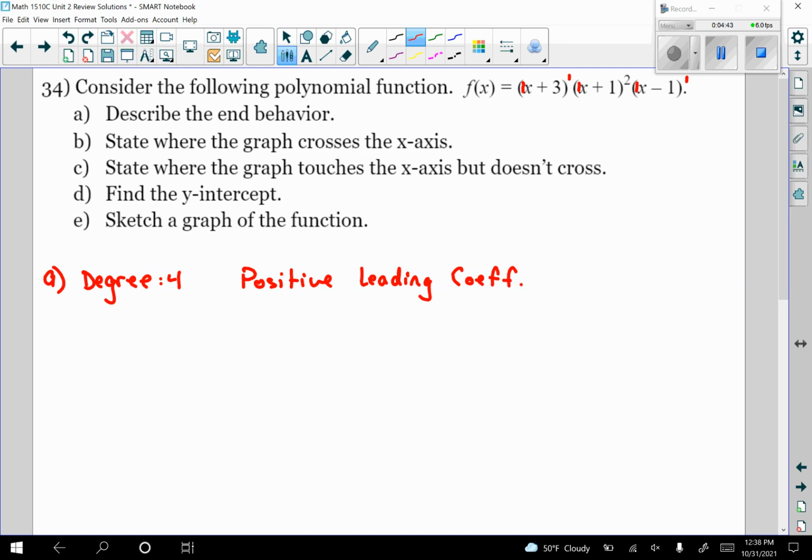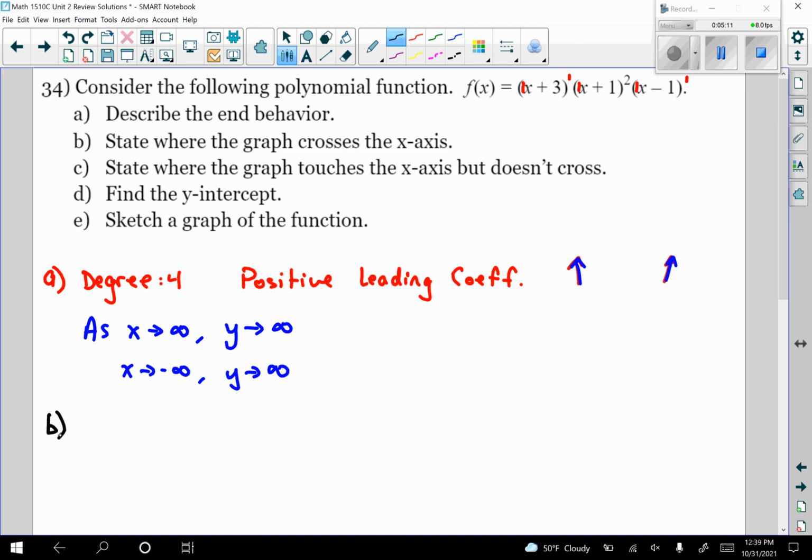So that means on both ends, our graph is going up. So this is how we're going to write our behavior. As x keeps going to the right forever, as x increases without bound, y is also increasing without bound. So that's describing the right end behavior. As x goes to the left forever, towards negative infinity, y is also still increasing without bounds. So that's how we're going to answer part A.